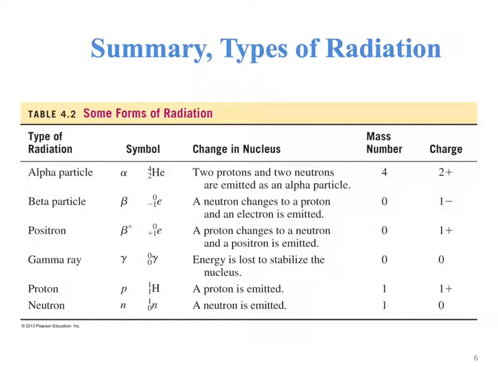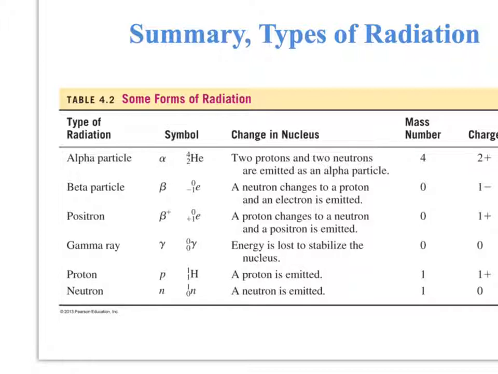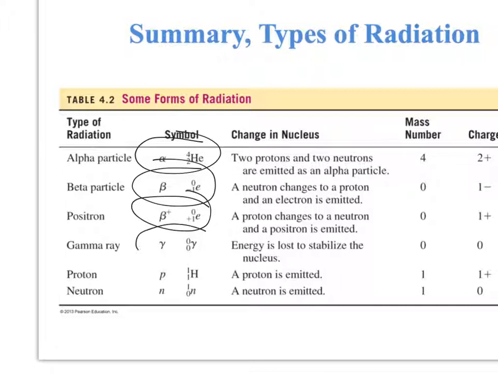So the summary, these are the particles that we are going to discuss. Alpha particles, beta particles, a positron, gamma. Then we have a proton, that's another type of radiation, and a neutron. A neutron has no protons, but it has a mass of 1.